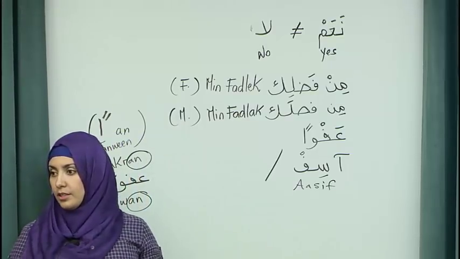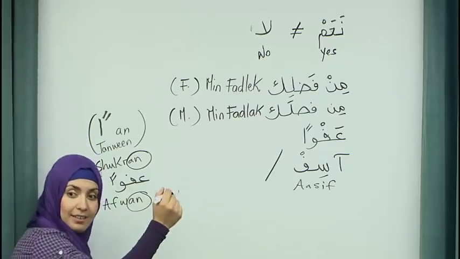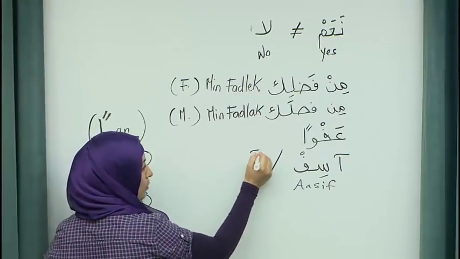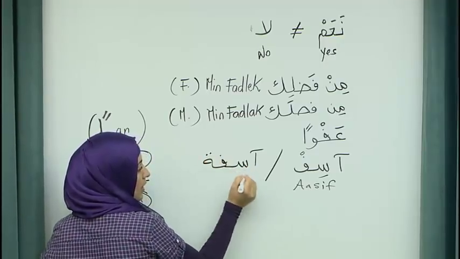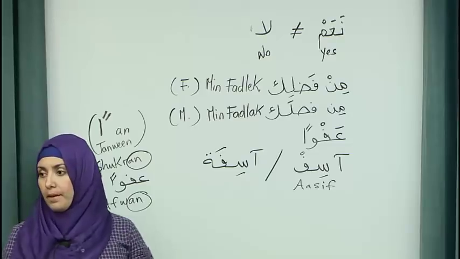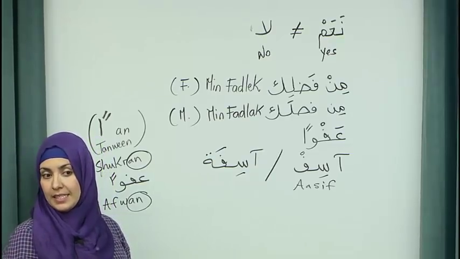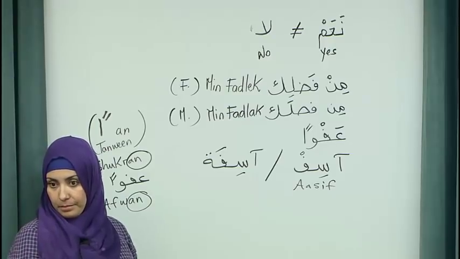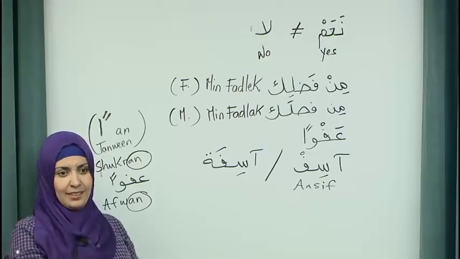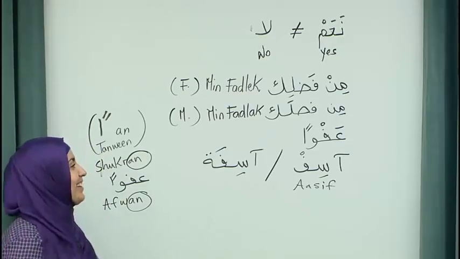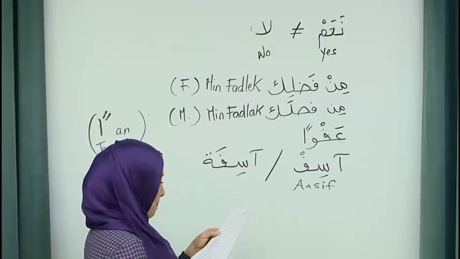A girl, what is she going to say? Asifa. The other form of referring to females is ta marbuta. Asif. Asifa. آسف, آسفة.